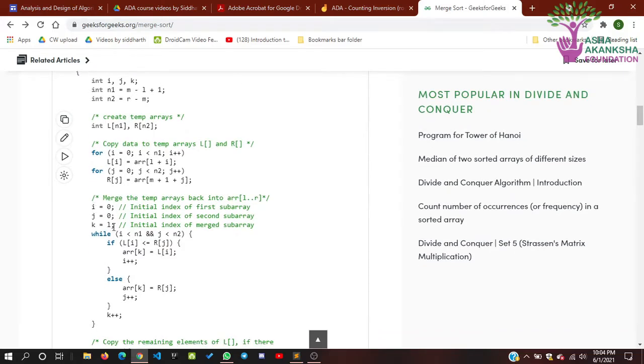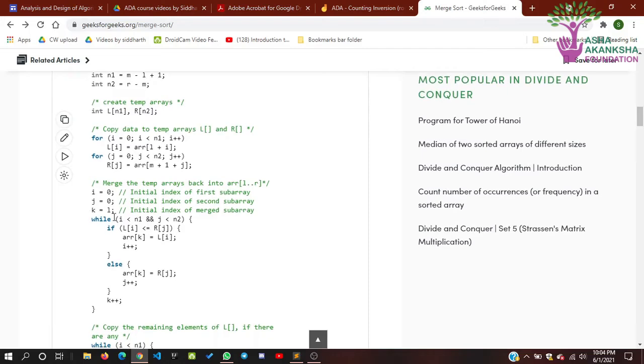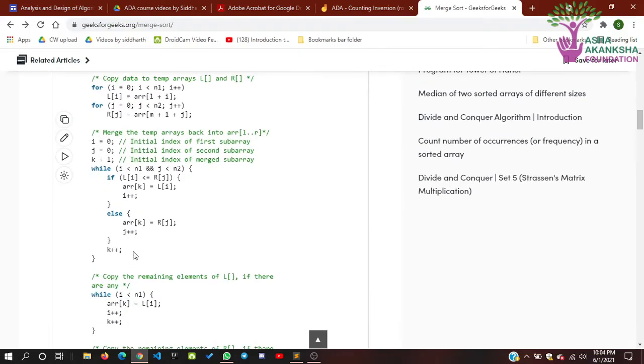Now we create three separate temporary indexes again, and this is the most important part of the merge sort. We start counters i and j from 0. Now we iterate those counters from 0 to either n1 or n2. That is, we are traversing the left and right halves of the same array simultaneously. Now we are in this if condition.